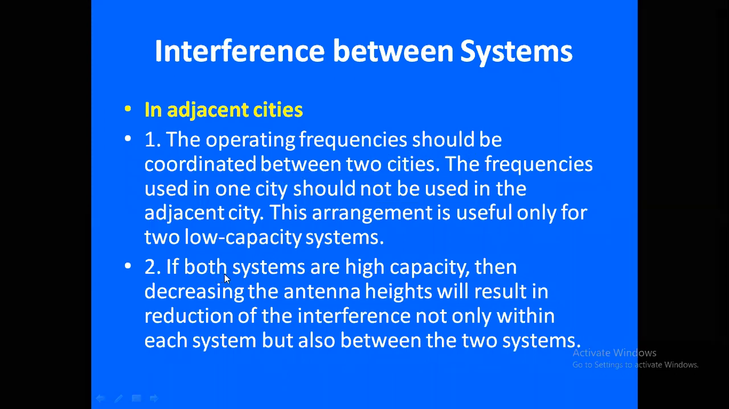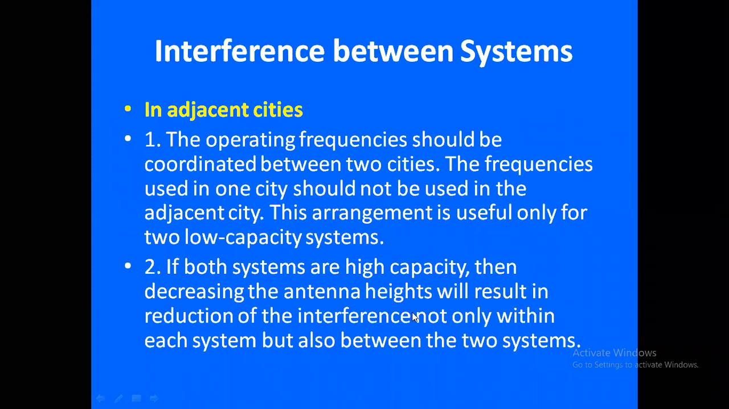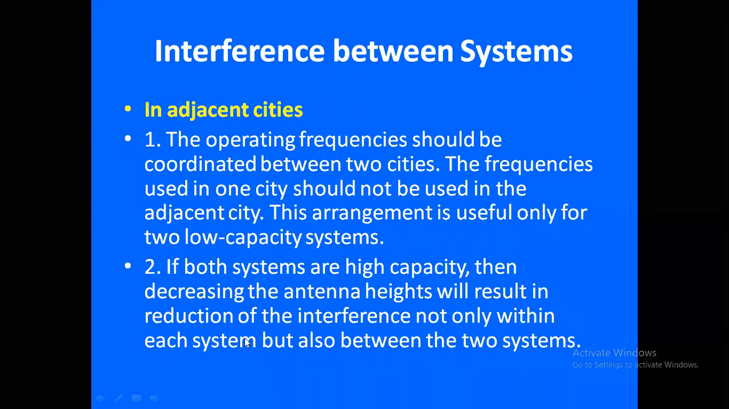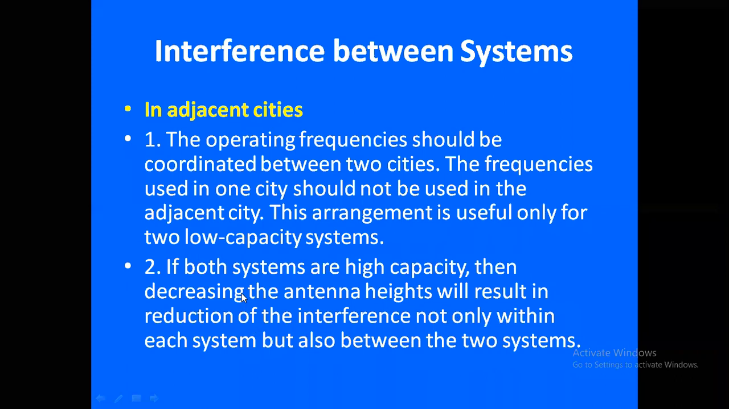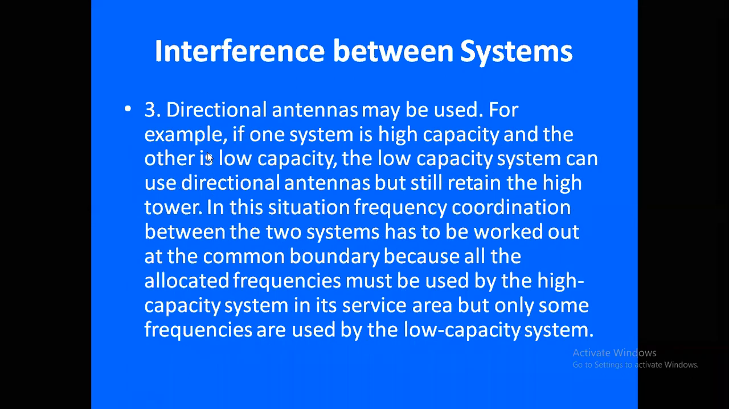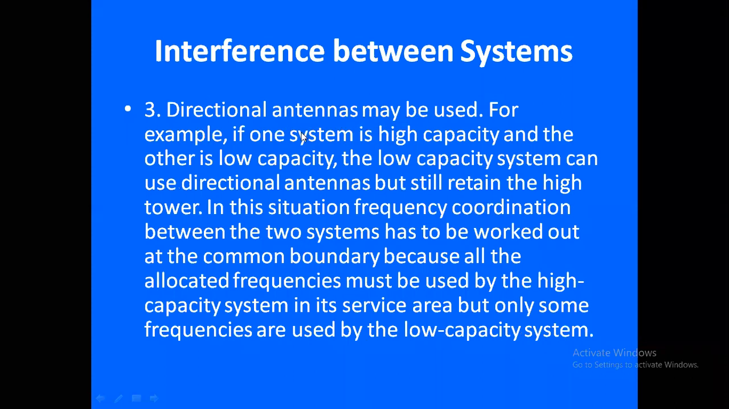Second point is if both systems are high capacity, then decreasing the antenna height will result in reduction of the interference, not only within each system but also between the two systems. And the third one is directional antennas may be used. So these are the 3 points which should reduce the interference between the adjacent cities.